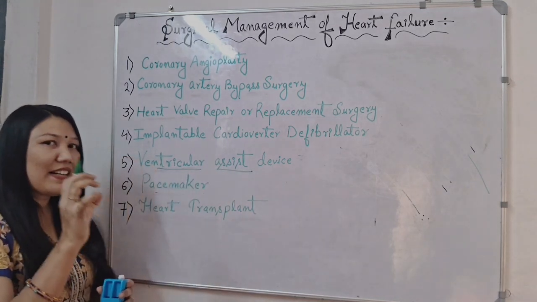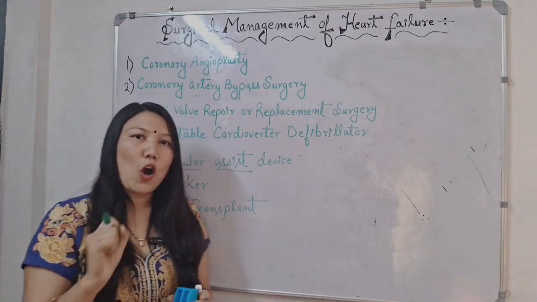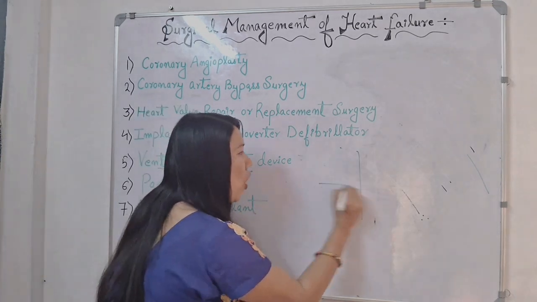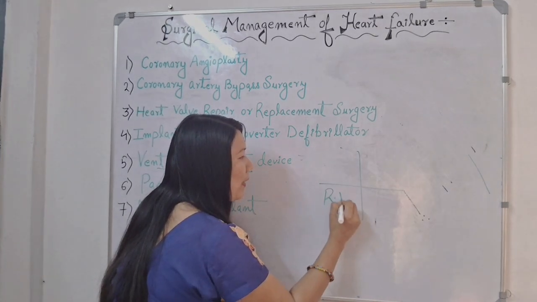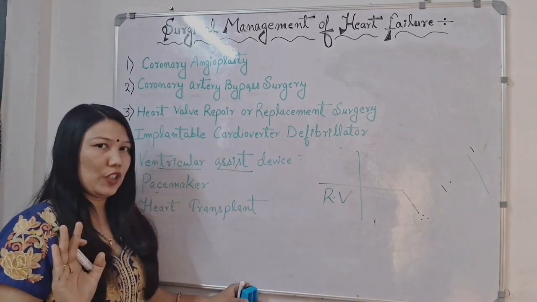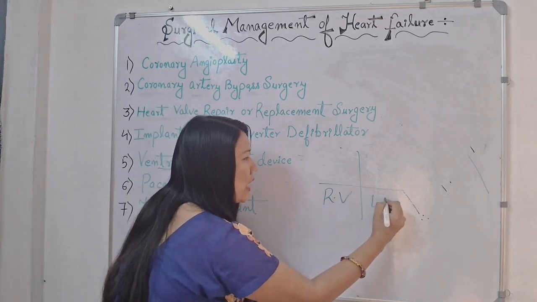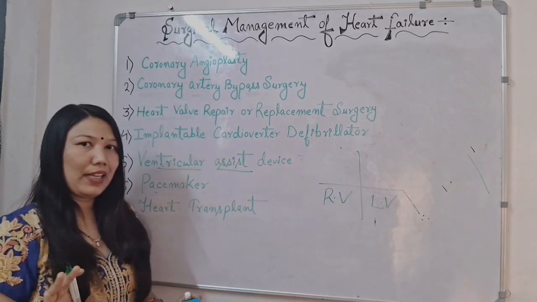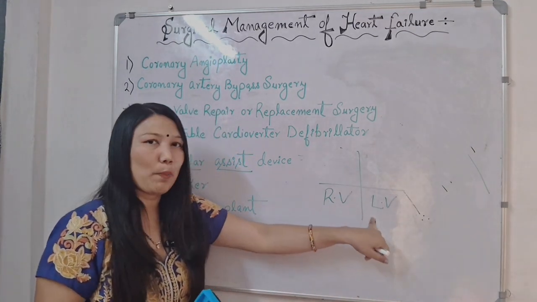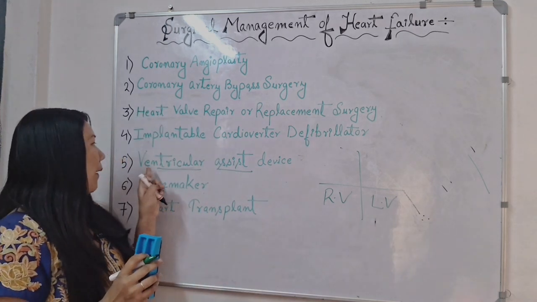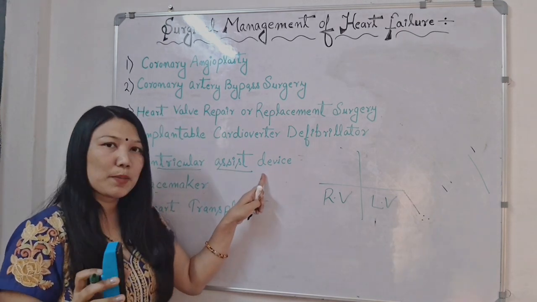Next we have the ventricular assist device. Ventricles are the main pumping chambers of our heart. We all know that the right ventricle supplies blood to the lungs for oxygenation and the left ventricle pumps blood out into our whole body. If these ventricles are not working properly, then we will attach the ventricular assist device to the patient's body.